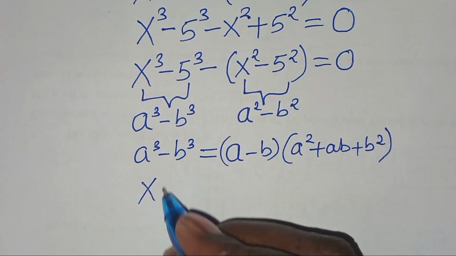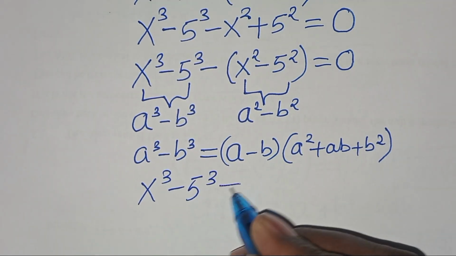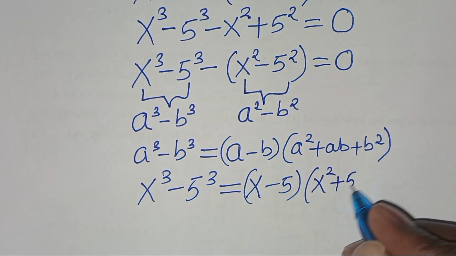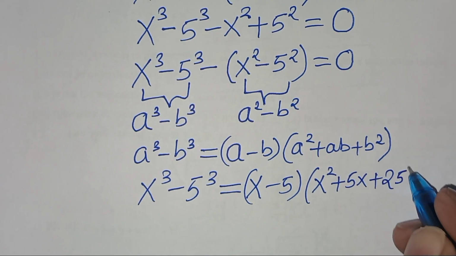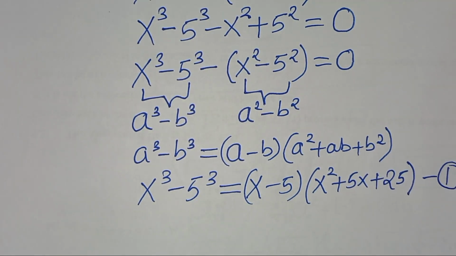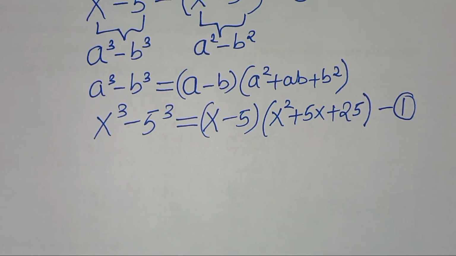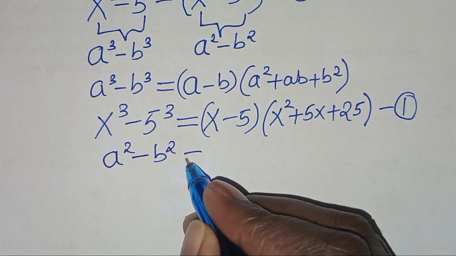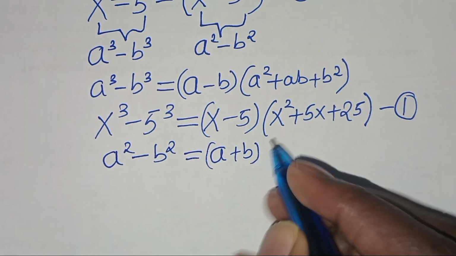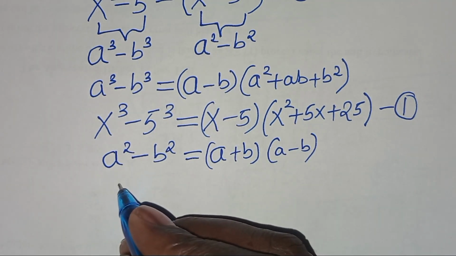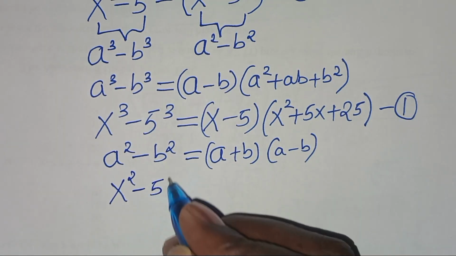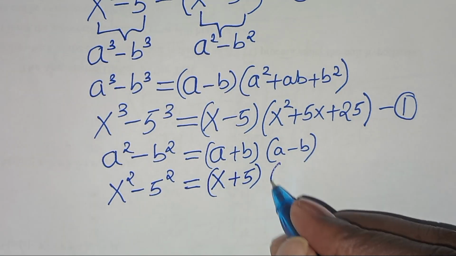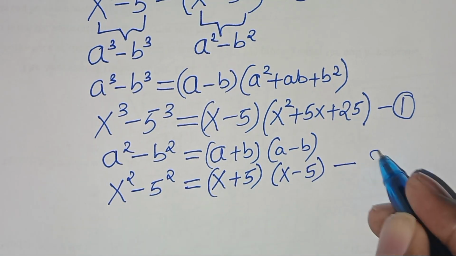So that now here we have x to power 3 minus 5 to power 3. This can be expressed as x minus 5, x squared plus 5x plus 5 squared, which is 25. Let's call this equation 1. The second part here is the difference of two squares, which is a squared minus b squared, which you can express as a plus b, a minus b. So here we have x to power 2, subtract 5 to power 2, and this can be expressed as x plus 5, x minus 5. Let's call this equation 2.